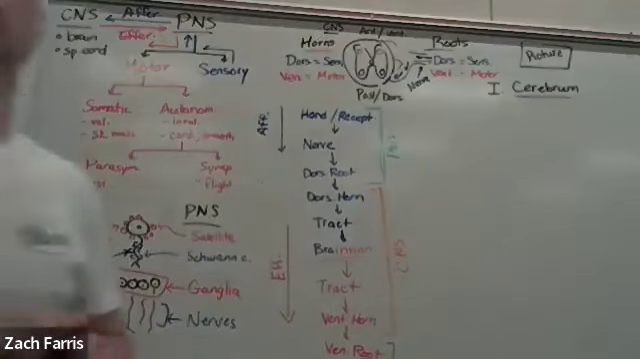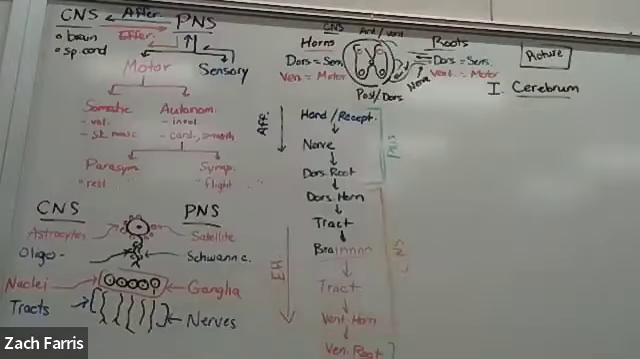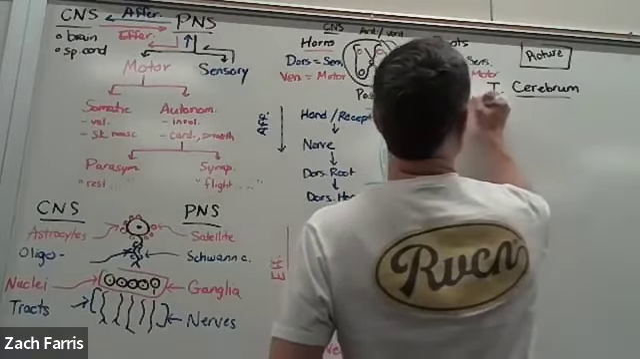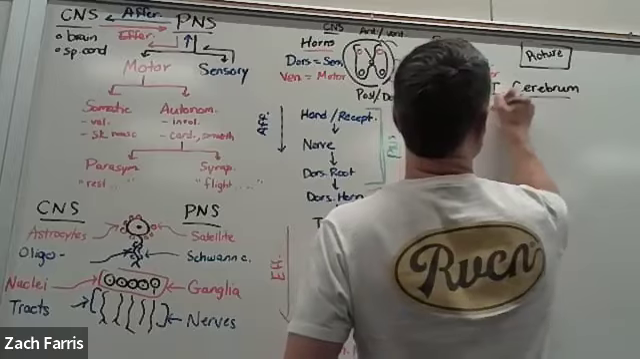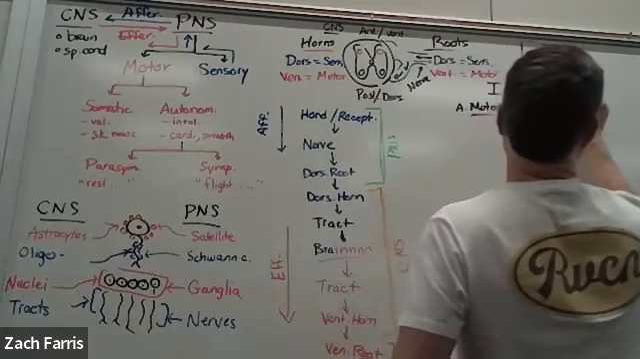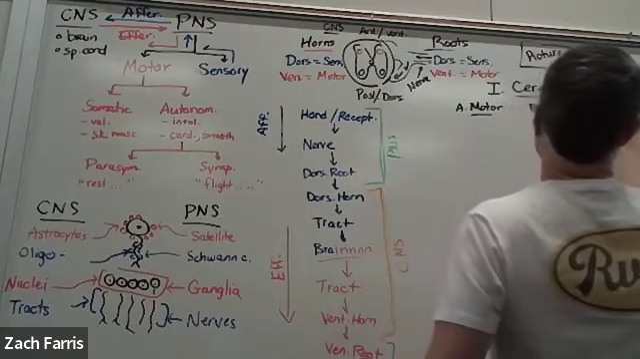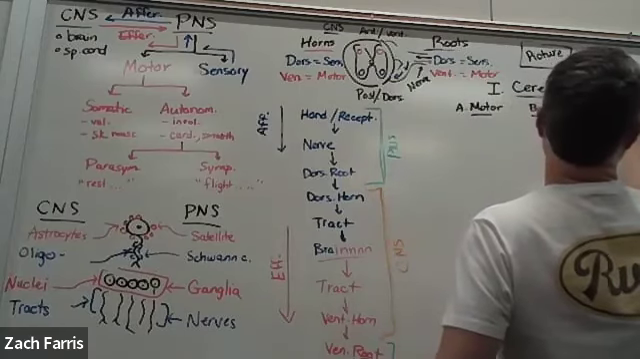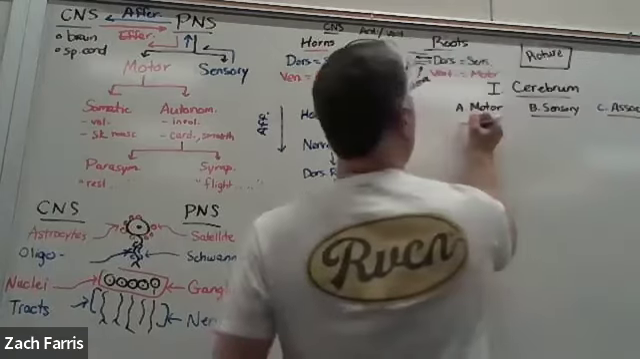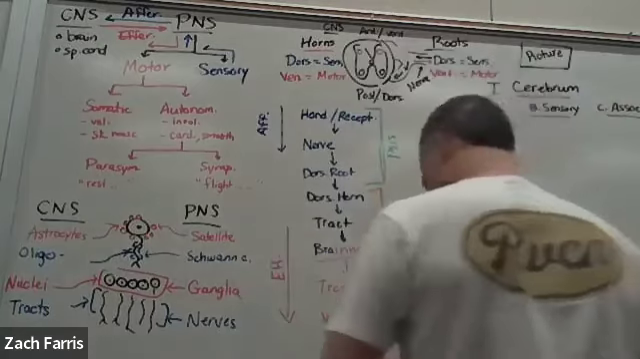By the way, what's the cerebrum? What part of the brain? It's the big wrinkly portion, all the outer stuff, right? Big chunk of the brain. How do we organize it? Yeah, we did motor areas. B is sensory areas and association.